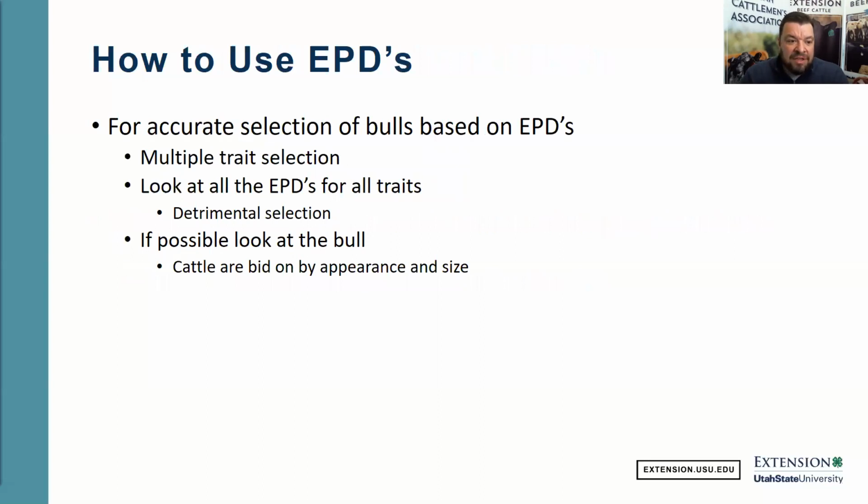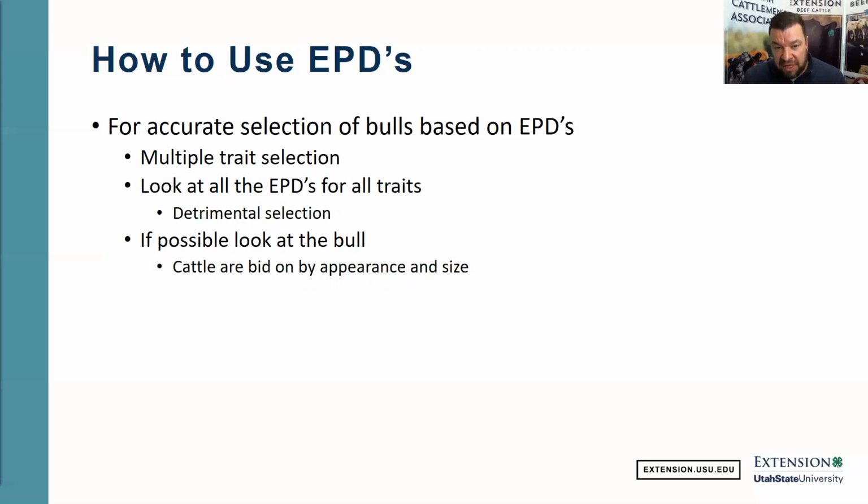All right, so how do we use EPDs? EPDs are a genetic tool that we've had for a long time, but they go right in line with a lot of the other things we've already talked about in some of the previous modules. One thing we want to do when we're utilizing EPDs, remember, these breed associations are producing EPDs for a whole variety of traits, all the way from birth to carcass a lot of times. Multiple trait selection is essential again.